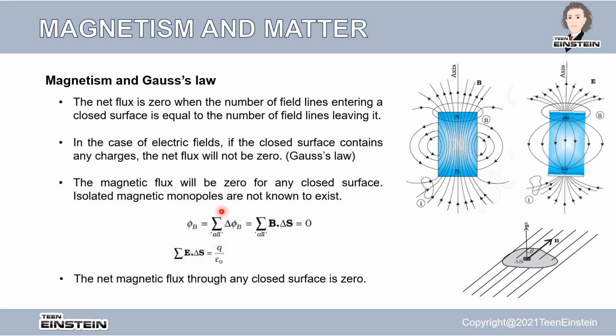Isolated magnetic monopoles are not known to exist. So φ_B is nothing but the magnetic flux. If you take all the surfaces and add all the magnetic fluxes, then the sum of B dot ΔS is going to be 0.